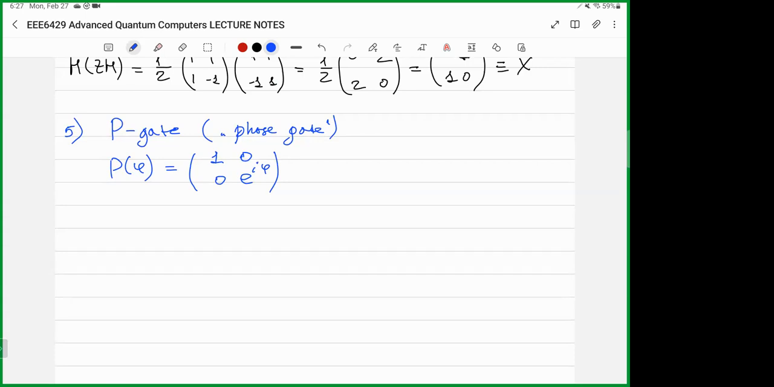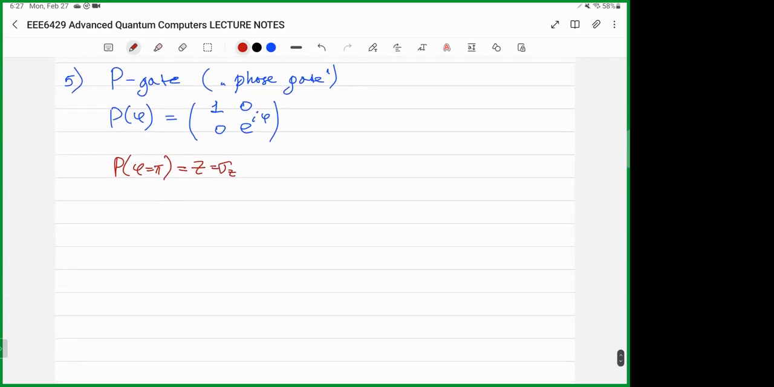So as you can see, it's connected to the Z gate. If my phi is equal to pi, I get exactly this Z gate. What this P gate actually does is the rotation of the state vector around the axis Z, but by this arbitrary phase phi.